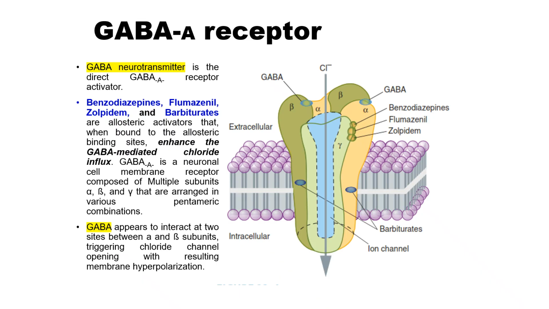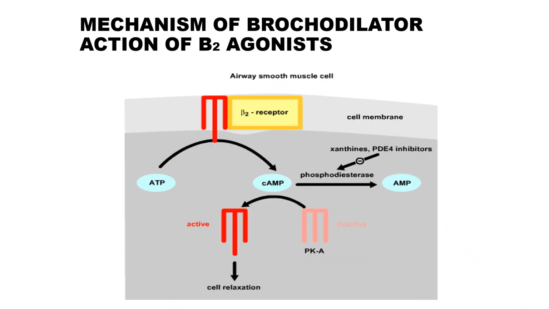So this is the example. There are many other examples. We mentioned the nicotinic receptors also at the neuromuscular junction, and here is another example, which is GABA receptor as ligand-gated ion channels. The second example for the G protein coupled receptor is the beta-2 receptors.